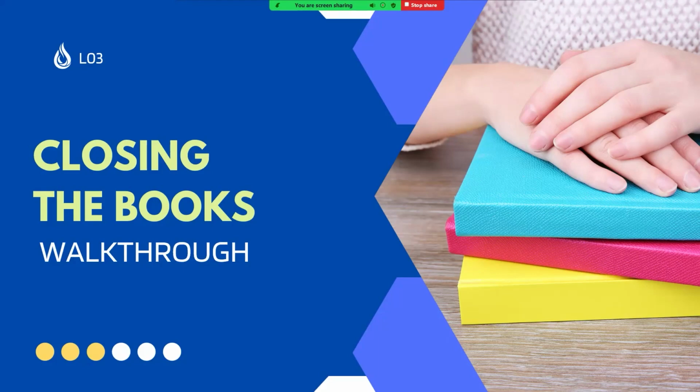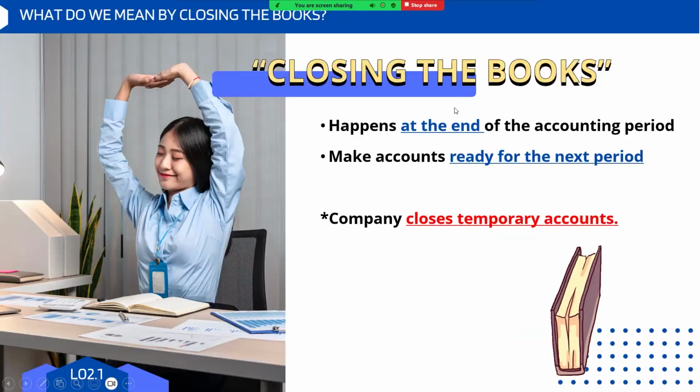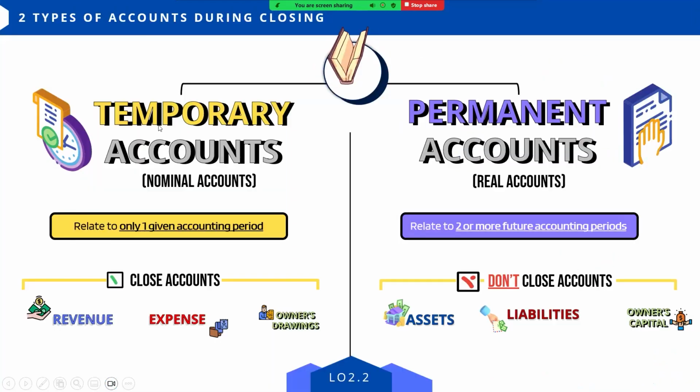The last step is let's close the books so that we can complete our accounting cycle. Closing the books happens at the end of the accounting period so that we can be ready for the next period and the company closes our temporary accounts. Your temporary accounts are those that you can find in your income statement and your changes in equity. So that would be your revenues, your expenses, and your owner's drawings. We all have to zero them out. In contrast, our permanent accounts or real accounts that we can find in our financial position, we don't close. So we retain our assets, our liabilities, and our owner's capital.